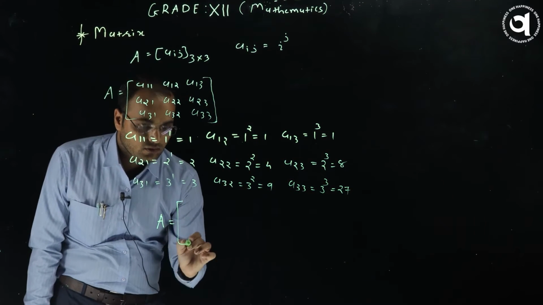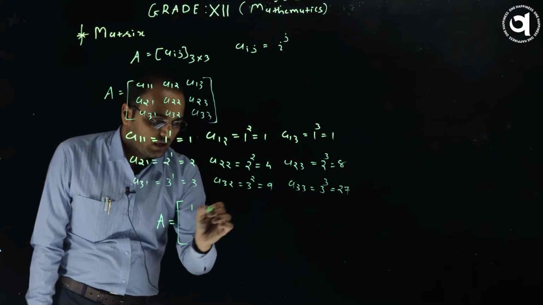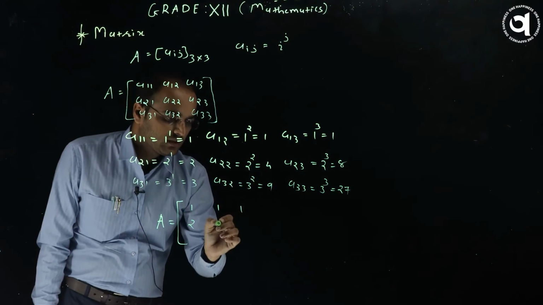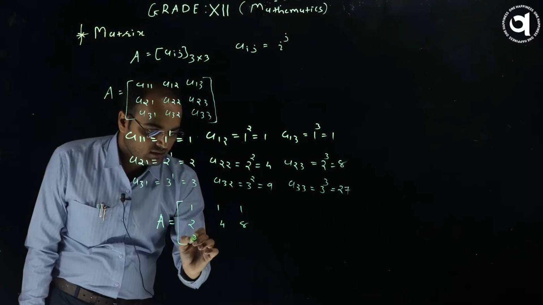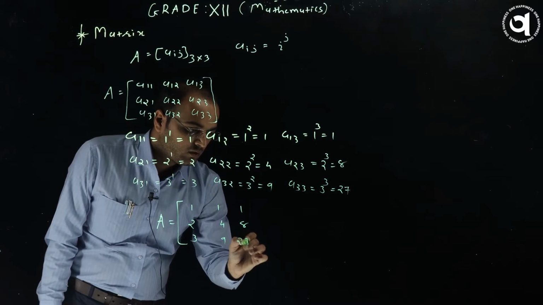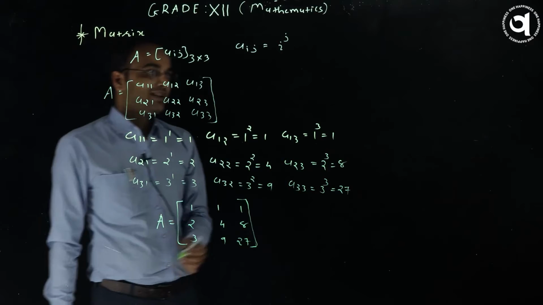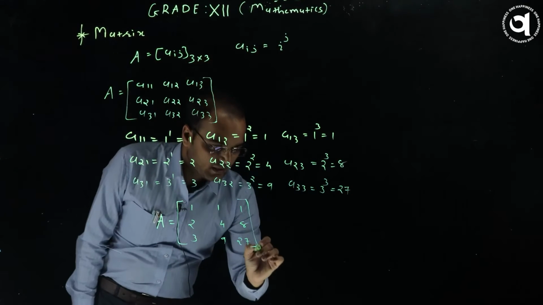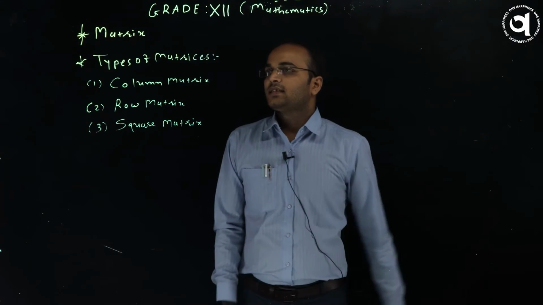So, we construct matrix A equal to A11, A12 and A13. All the 3 elements are 1, 1, 1. A21 is what? 2, A22 is 4, A23 is 8, A31 is 3, A32 is 9, and A33 is 27. So, we construct this matrix A by this relation Aij equal to i power j, and order of this matrix is what? 3 cross 3.